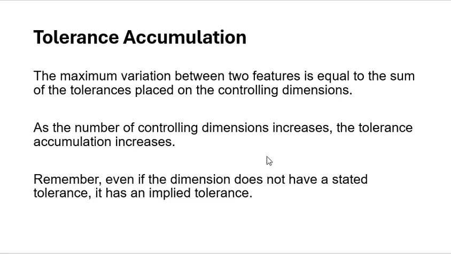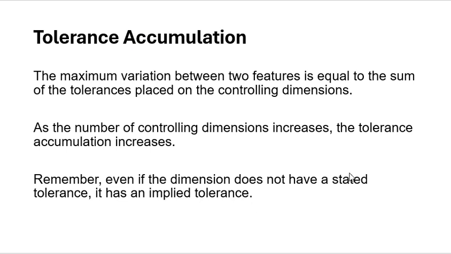So how are we going to do the tolerance accumulation? All you have to do is add them up. Your maximum variation between the two features. Of course, you can have more than two features, but right now I'm just telling you about two features. Then all you have to do is add them up, meaning the sum of the tolerances placed on the controlling dimensions. A controlling dimension is each dimension of that feature. So if you have two controlling dimensions, you add the tolerances to get the tolerance accumulation. If you have many controlling dimensions, then you're going to have a bigger tolerance accumulation. So that's what it's saying here.